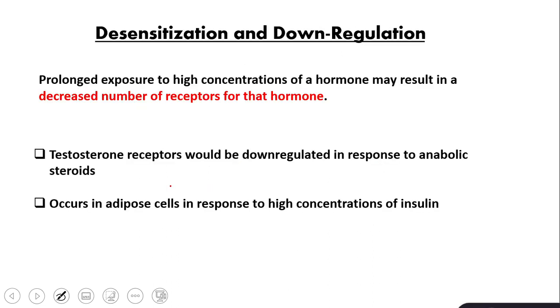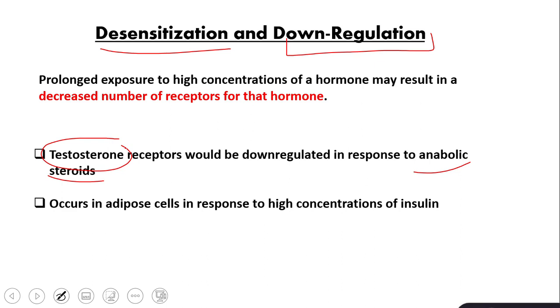Opposite to upregulation, there is down regulation that we call also desensitization. So here the cells are building resistance to a certain hormone by decreasing the number of receptors responsible for that hormone. Testosterone receptors would be downregulated in response to anabolic steroids. So if somebody is taking anabolic steroids, then the receptors in the body will not respond enough to the internal testosterone, and this can lead to infertility.